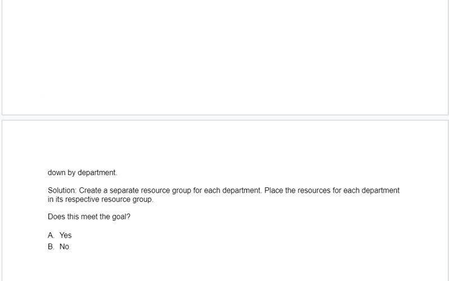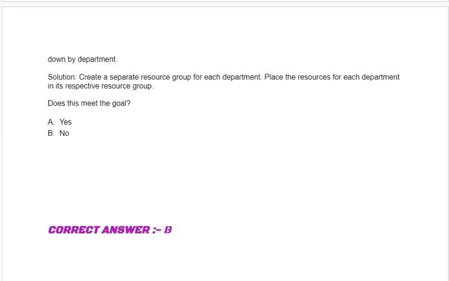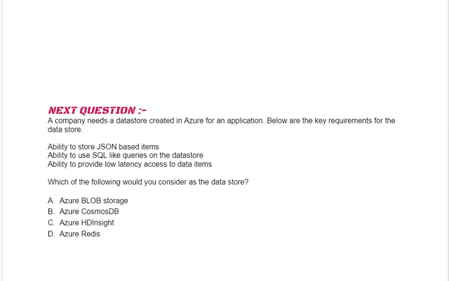down by department. Solution: create a separate resource group for each department. Place the resources for each department in its respective resource group. Does this meet the goal? Options are yes or no. Correct answer is no.